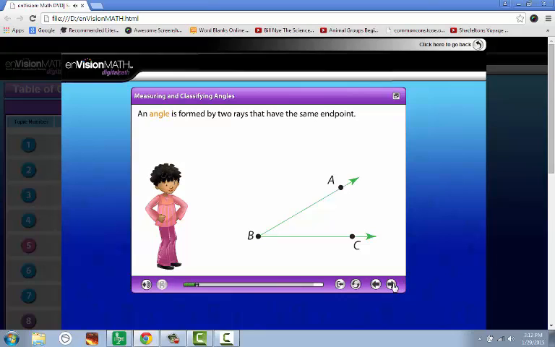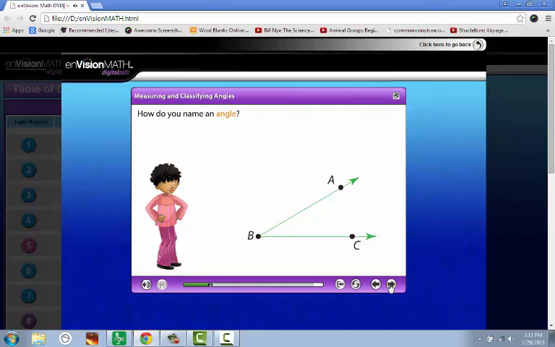An angle is formed by two rays that have the same endpoint. The common endpoint of the two rays is called the vertex, plural vertices. Point B is the vertex of these two rays. The rays are the sides of the angle. The two rays that form the angle are ray BA and ray BC.